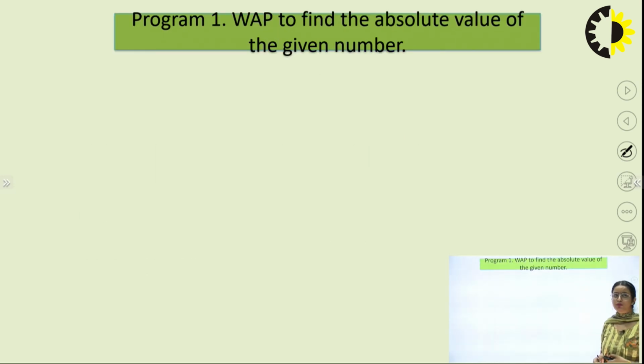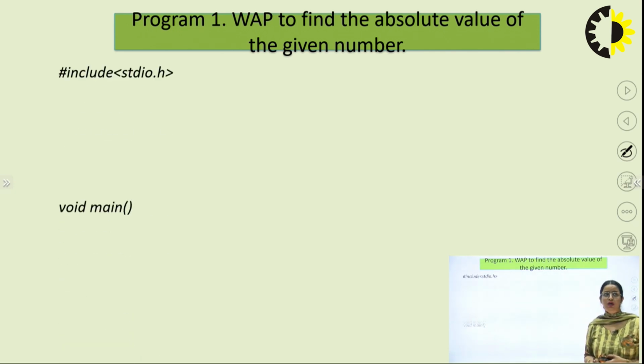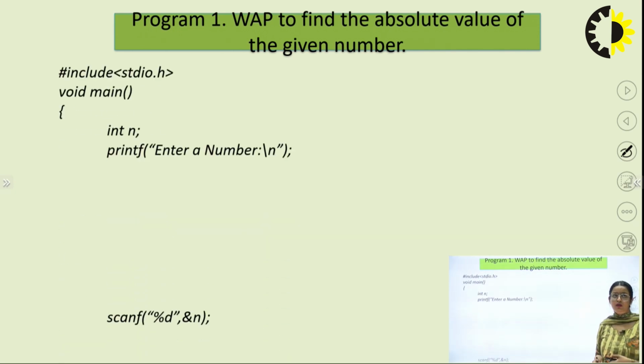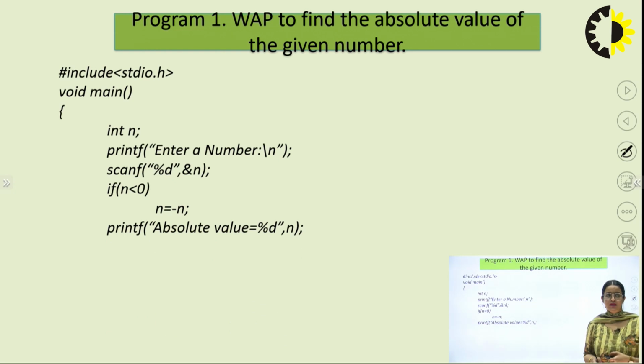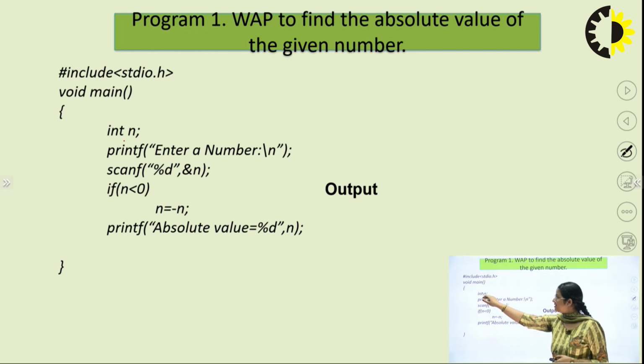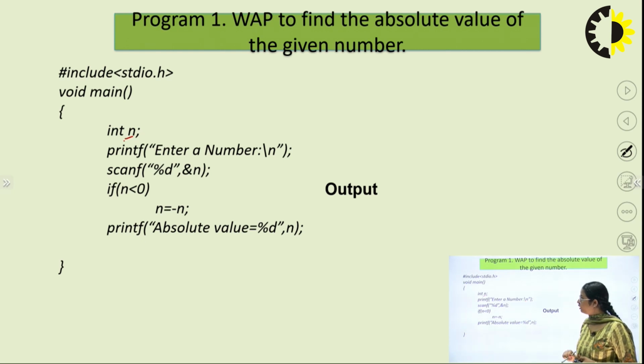So this is the first program related to the if block. Here we are going to find an absolute number with the help of a simple if statement. In this, what will happen is we simply declare a variable n, and we enter the value of n.